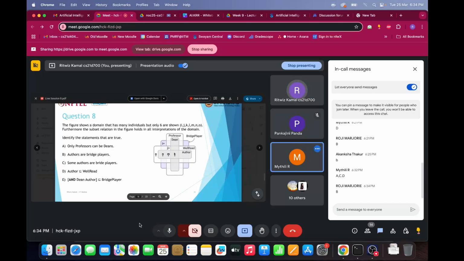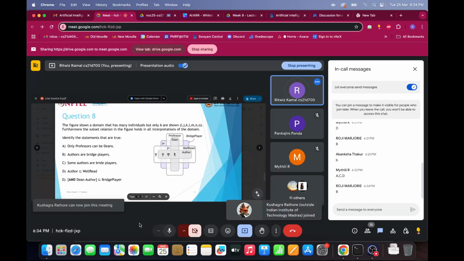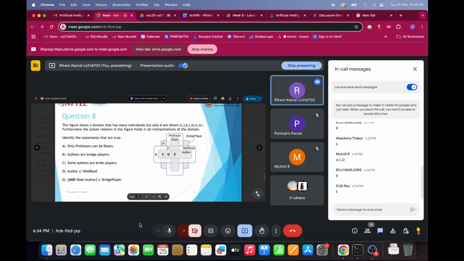So the set of bridge players is the one that is slightly bluish in color and towards the back of all the Venn diagram, all the subsets given, all the boxes given in the diagram, right? And then this intersection between the set dean and set author is the square at the center in which that individual k is placed, right? And you can see that that small square in the center is completely surrounded by the area that is occupied by bridge player. Yeah, exactly. Yes, sir.